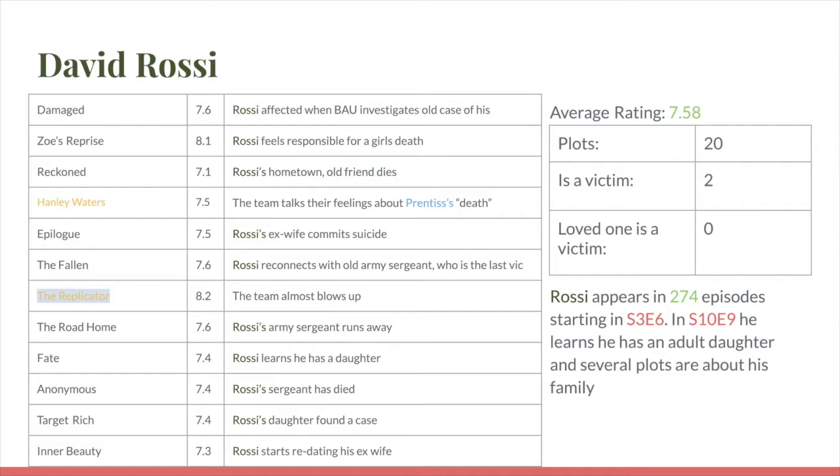And so the first time he is a victim is in the replicator, which I've mentioned several times now. Team blows up. Rossi was the last one inside, so he was the one in the most danger at that point. And in Fate, he learns he has a daughter, and then most of his plots are about his family.